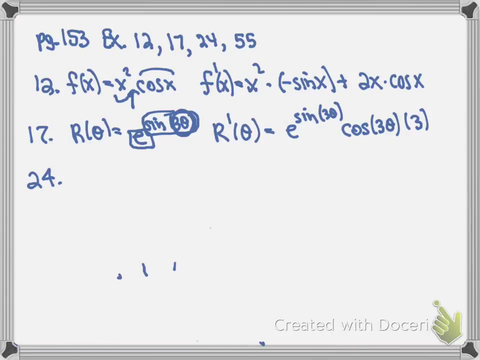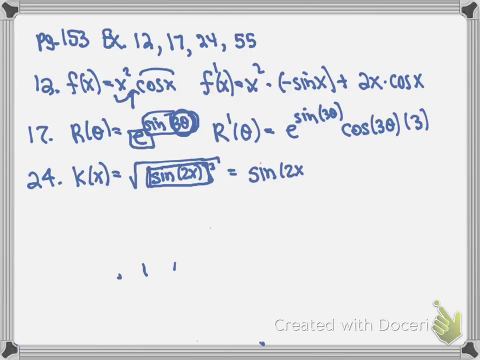Number 24. You have the function k of x equals the square root of parentheses sine of 2x cubed. Now the cube is underneath the square root sign. So the easiest way to write this is to use a power. We're taking this function in here, sine of 2x, cubing it, and then taking the square root. That's equivalent to saying this is sine of 2x, all raised to the 3/2 power. These two expressions are equivalent.